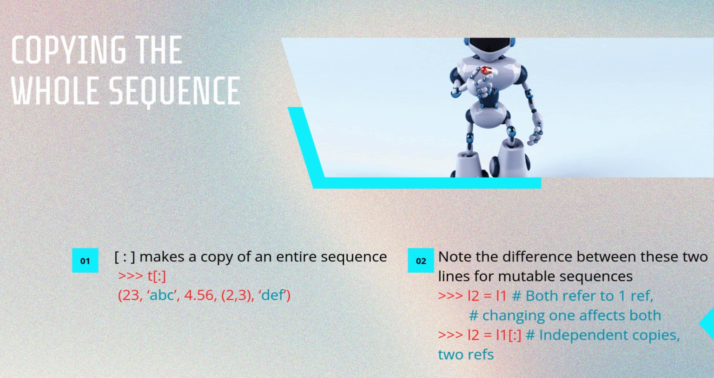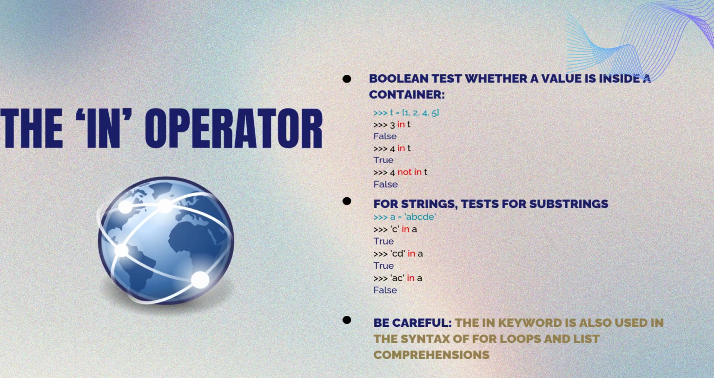On the other hand, the multiplication operator is used for repetition, allowing us to repeat the contents of a sequence multiple times. For instance, (1, 2, 3) * 3 produces (1, 2, 3, 1, 2, 3, 1, 2, 3). The in operator is used to check if a value exists in a sequence. For example, 3 in t returns False if 3 is not found in the list. For strings, the in operator can also test for substrings, allowing you to see if certain characters or sequences of characters are present.